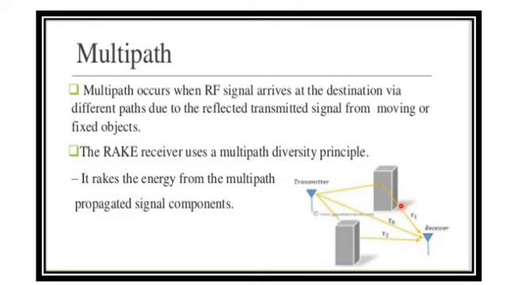So each of these signals would have traveled a different length and would be displaced in time. As a result, when these signals combine at the mobile handset, it will cause interference resulting in poor signal quality known as fading. So the rake receiver uses the multipath diversity principle. The rake receiver is one of the methods to overcome signal fading. It rakes the energy from the multipath propagated signal components.